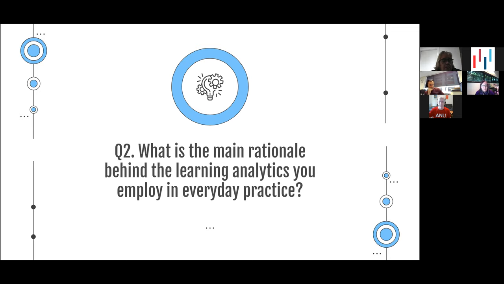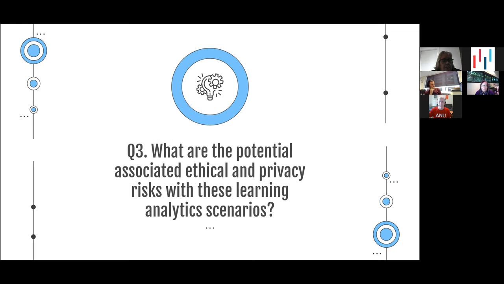And thirdly, we want to get into the weeds, if you want to put it that way, and really start to unpack what are some of the potential associated ethical and privacy risks with these learning analytics scenarios. It may be that you in your group come up with an idea of what you're doing, or you're putting forward an example of the kind of learning analytics you're using.